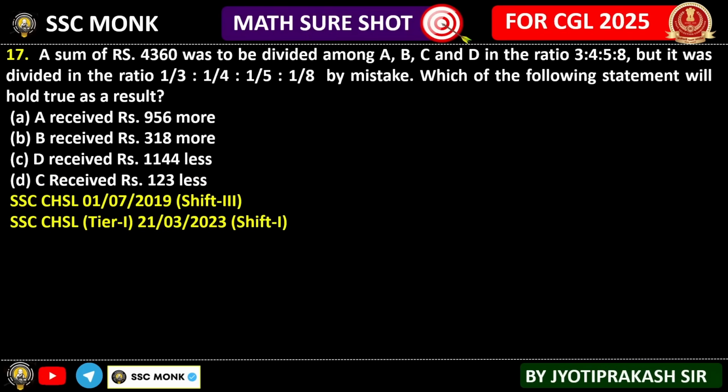A sum of 4360 was to be divided among A, B, C, D in the ratio of 3 is to 4 is to 5 is to 8. But it was divided in the ratio of 1 by 3, 1 by 4, 1 by 5, 1 by 8 by mistake. Which of the following statements holds true?